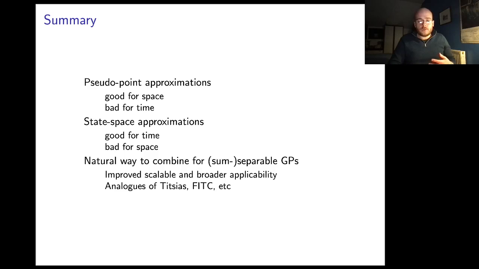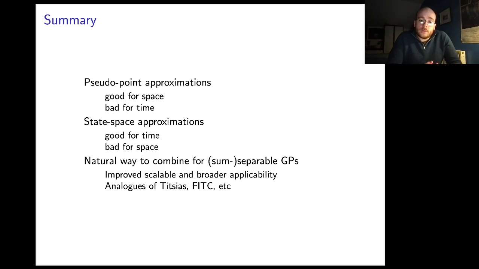So the driving thought behind this work is, well, pseudo-point approximations, which are one very popular class of approximations, really good at space, really bad for time series problems. They really break down in time series contexts. State space approximations, on the other hand, are fantastic at time. They really do struggle with large spatial dimensions, though. And so it'd be nice if you could combine the two and get the best of both worlds, and it turns out you can in some situations.